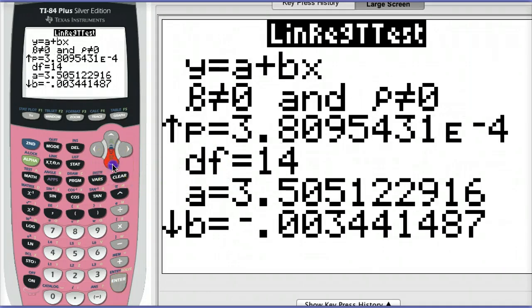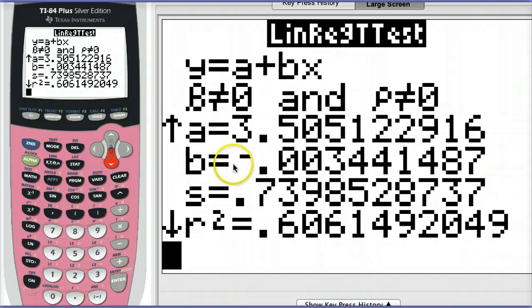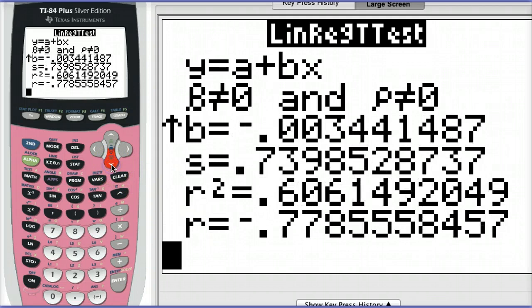And if I scroll down further, I can see my estimate for the slope and the y-intercept, slope here, y-intercept here, my value for s, which is the standard deviation of the residuals, describing the spread of the residuals around the regression line. So how far off we would be on average if we were to use this regression equation to make predictions. And we also have the correlation coefficient, which is r, and the coefficient of determination, which is r squared. Remember that r squared, this value here of about 61%, says that 61% of the variation in y can be explained by the variation in x.